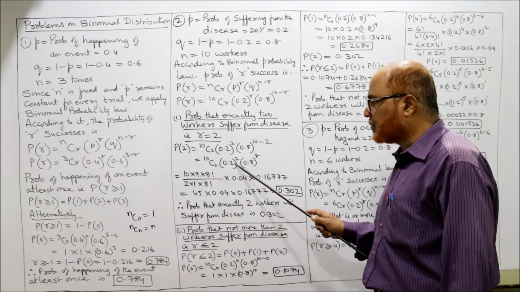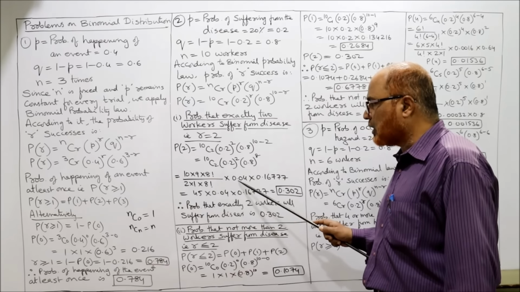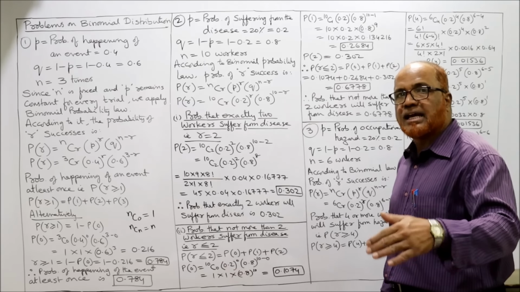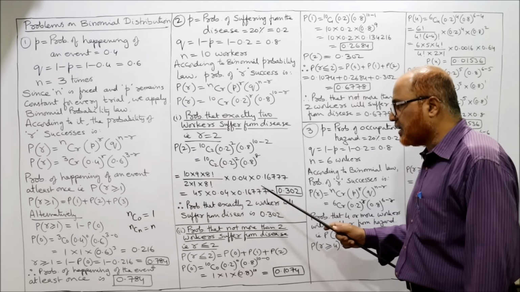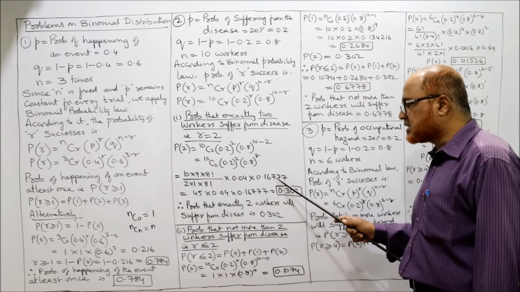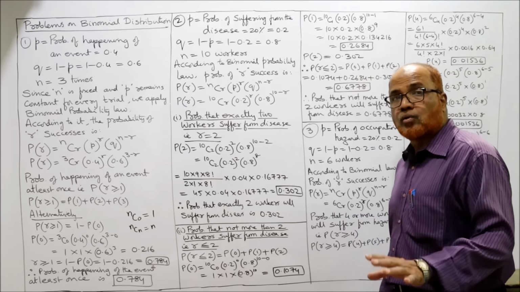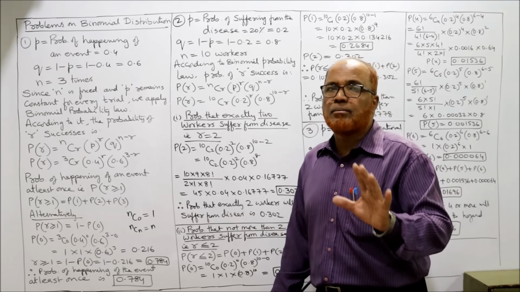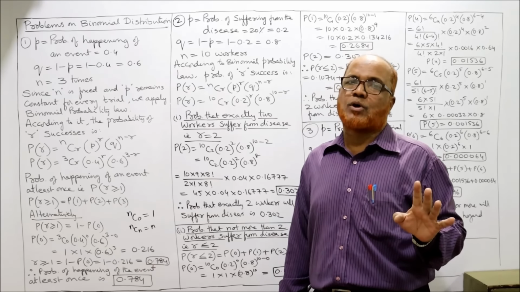0.2 to the power of 2, 0.2 into 0.2, you'll get 0.04. 0.8 is multiplied 8 times. Multiply 0.8 eight times, you'll get 0.16777. You try yourself, you should get this answer. Otherwise, see here, if you make a calculation mistake, you are only responsible.